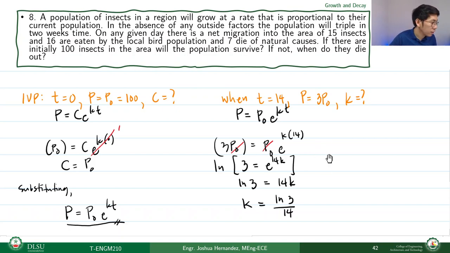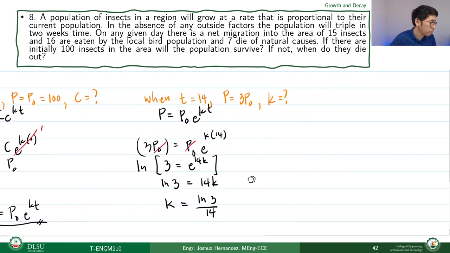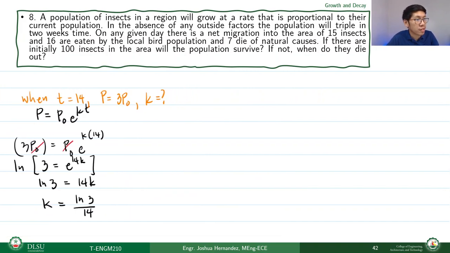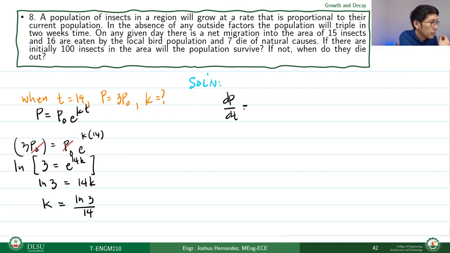Now that we have k, we can now move on to solve our equation, no? And find out if the insects will survive or not. At paano yun? Huhugutin natin siya mula doon sa ating nakuhang equation kanina. Sabi natin, di ba, dp over dt equals kp minus 8. Tama. Si k nakuha na natin, and that is ln 3 over 14.